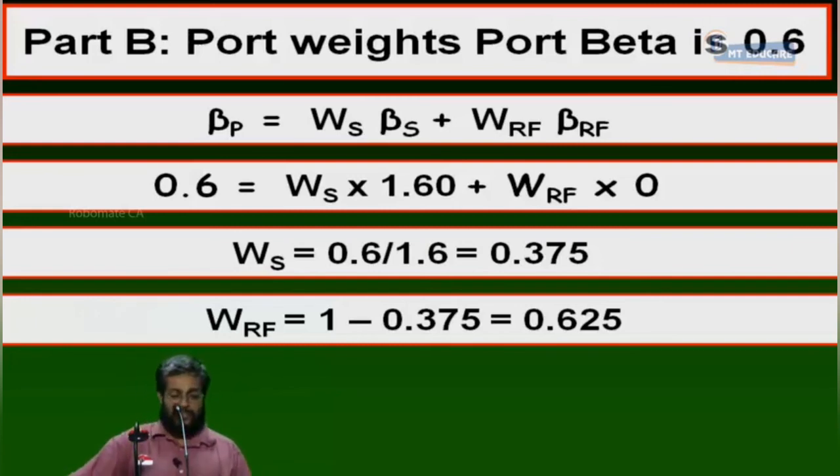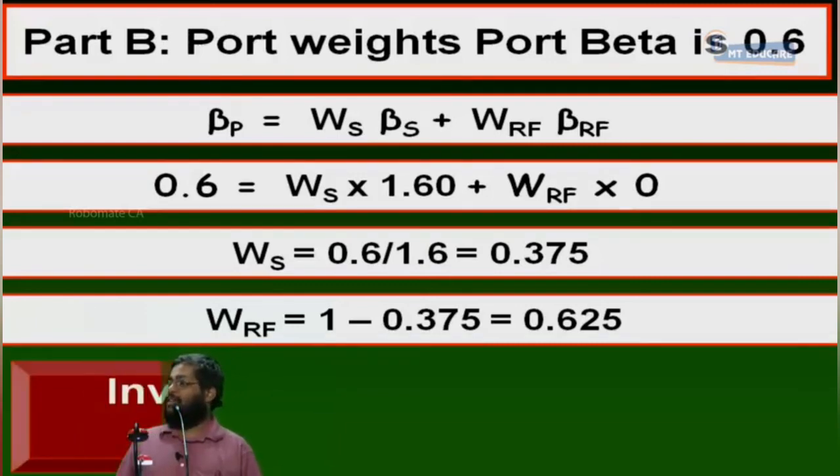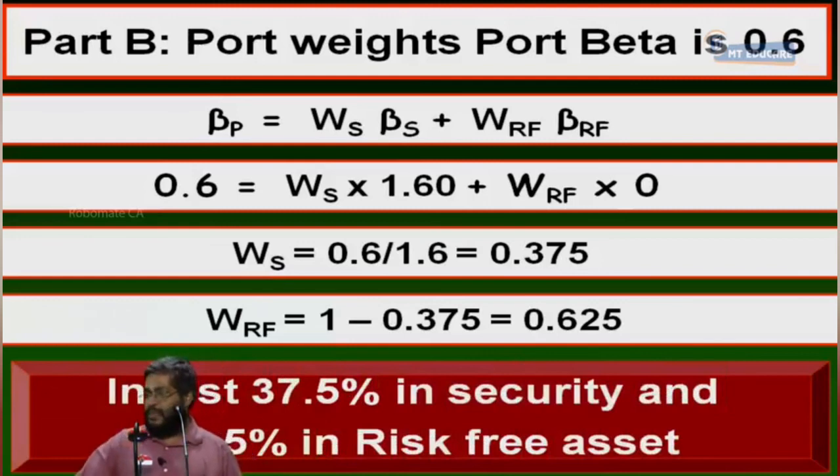Write down. Invest 37.5% of wealth in security and 62.5% of wealth in risk-free asset to have a portfolio beta of what? 0.6. To have a portfolio beta of 0.6. Everybody, are you comfortable or not?